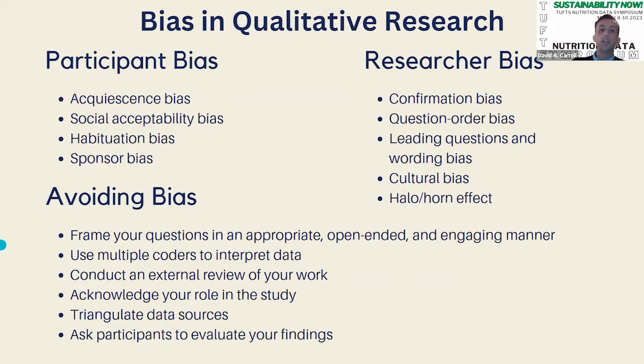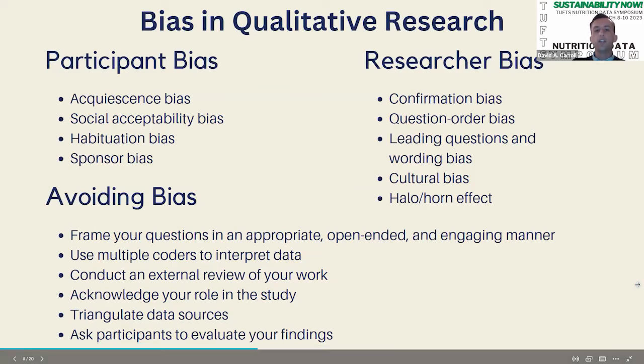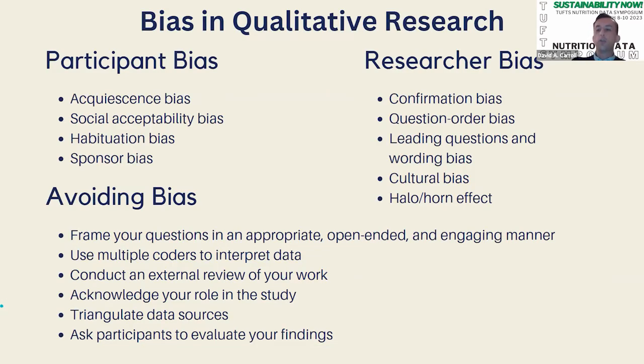Avoiding bias, you need to be careful about the way you frame your questions, make them appropriate, open-ended, and engaging, and make sure the order of the questions makes sense. Start with general questions and move into probing questions or more specific questions as you go along. Using multiple coders, that's what Bella was mentioning. So she's helping me work on my dissertation data, because if I collected my data and coded my data with nobody else's input, I would risk running into a lot of these researcher biases.